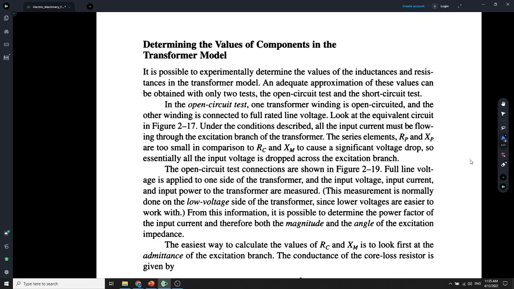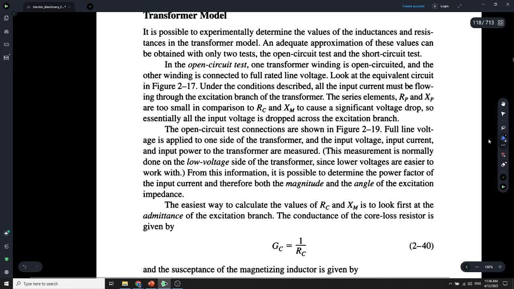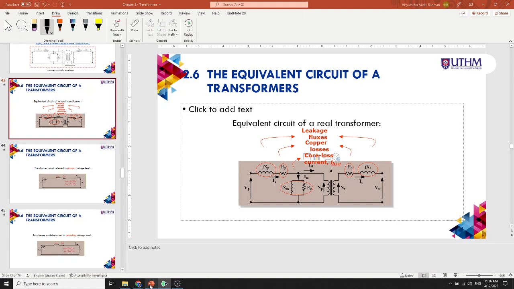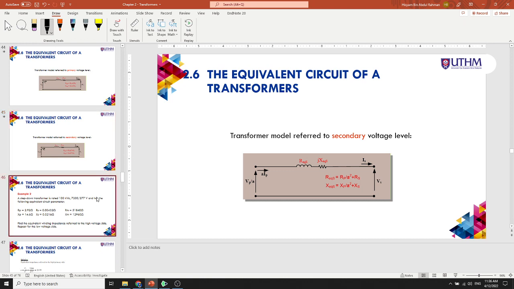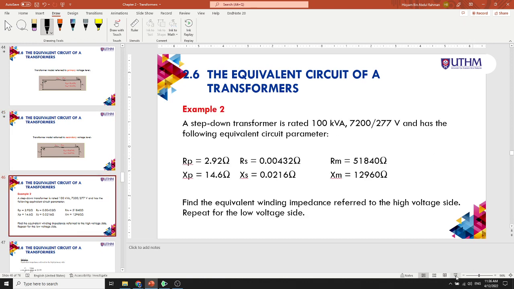So we need to do the test for the transformer in order to determine the value of the components in the transformer model. There are two types of tests that we can conduct. Before that, I think better we go to the example.